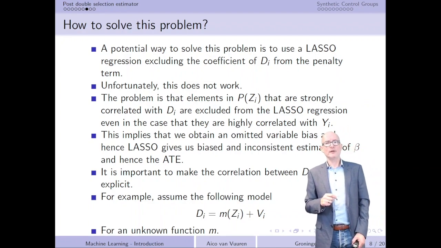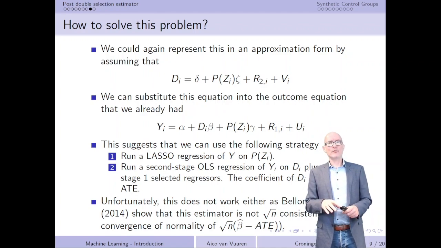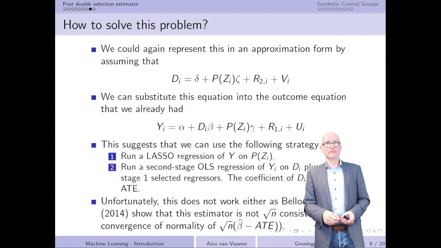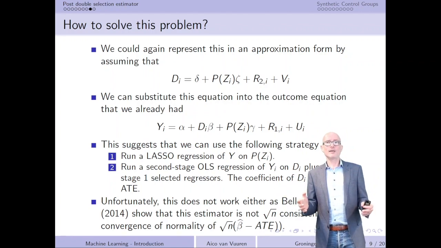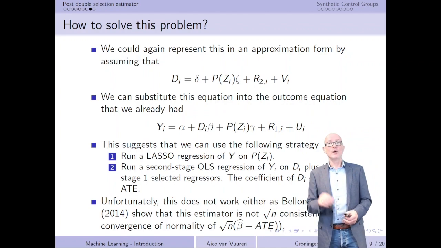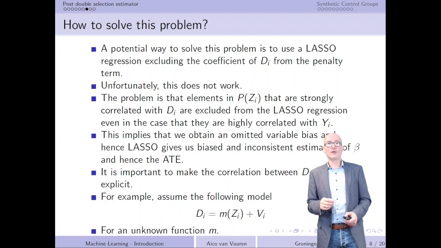In addition to that, we are going to assume here that VI is again uncorrelated with our ZI. What we can do then is write it another time in an approximation format. Then we have DI on the left-hand side, and on the right-hand side we have delta plus PZI. Take into account that I now have exactly the same polynomial that we had before, but because this is a very flexible polynomial, we can use it for YI, but we can also use it for DI. So we have PZI multiplied by zeta, and in addition we also have our additional terms. First of all, the approximation error, now denoted by r2i, and our error that we already had on the previous slide, our VI.